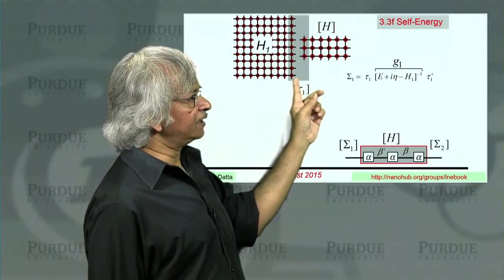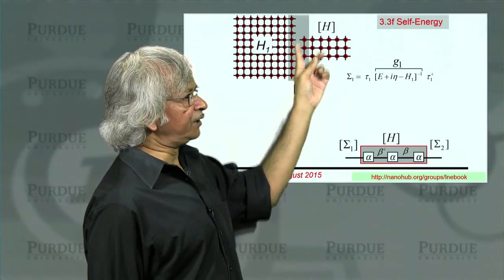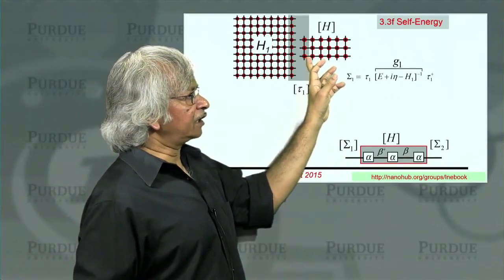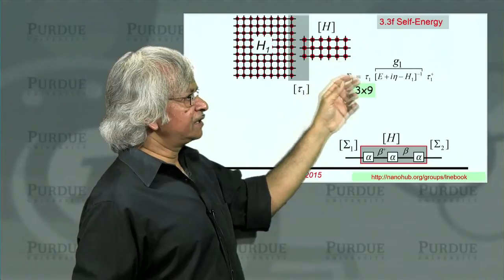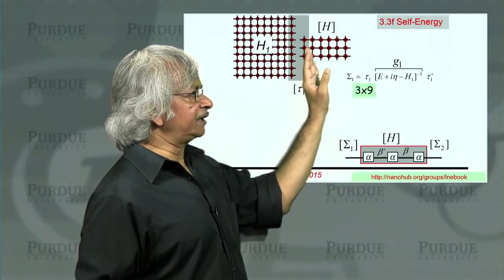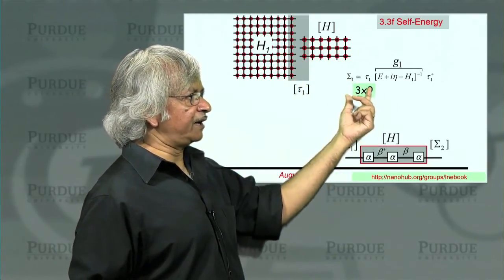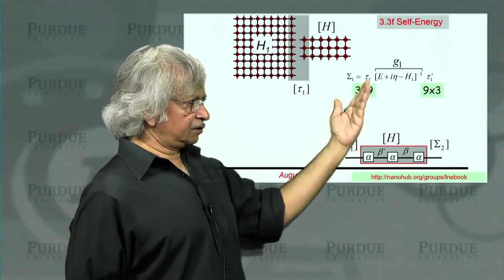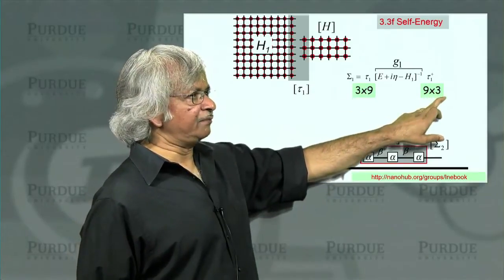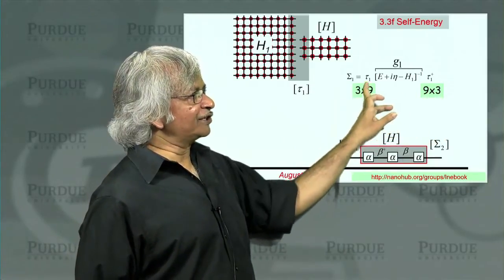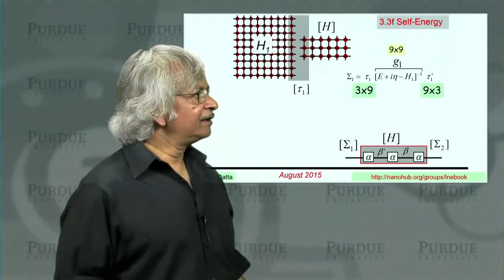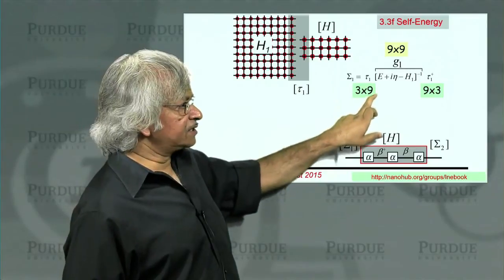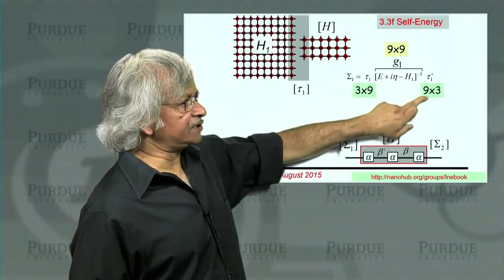So, for example, here, the surface has like 9 points. Let's say 9 basis functions. And the conductor has 3 points. So your tau would be like something that connects 3 points to 9 points, 3 by 9. Tau 1 dagger would be like the conjugate transpose, so it's like 9 by 3. So in order for this multiplication to make sense, the G1 would have to be 9 by 9. Because this, of course, must match that, and this must match that.